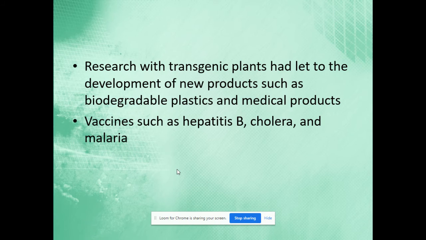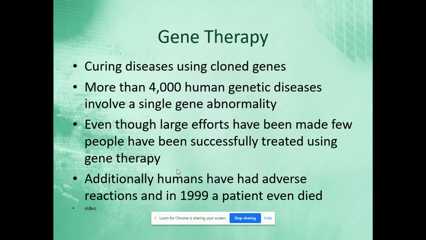Research with transgenic plants has led to the development of new products such as biodegradable plastics and medical products. Vaccines such as hepatitis B, cholera, and malaria are also from transgenic plants.